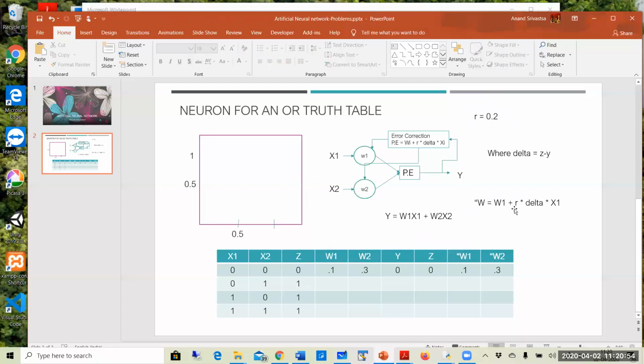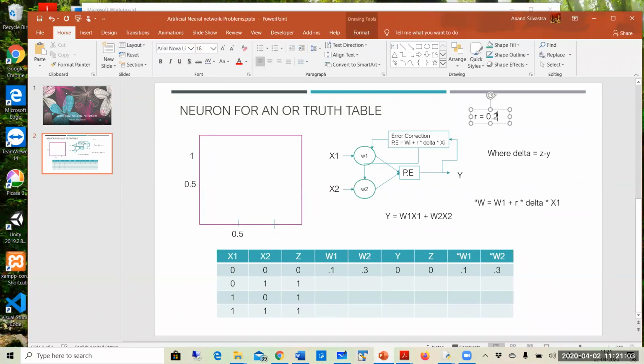So if I multiply 0.2 into delta, what is the delta here in this first equation? Delta is equal to z minus y, right? That means 0 minus 0. So 0 minus 0 into everything would be the same. That means the weights will be 0.1 and 0.3. Now I will take this 0.1 and 0.3 as my next, in the next iteration, that will be my new weights.